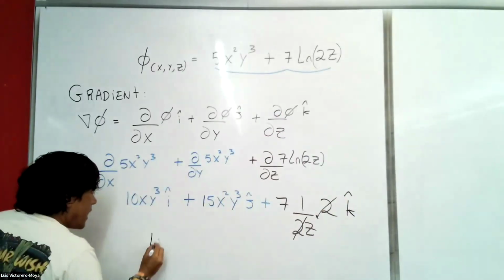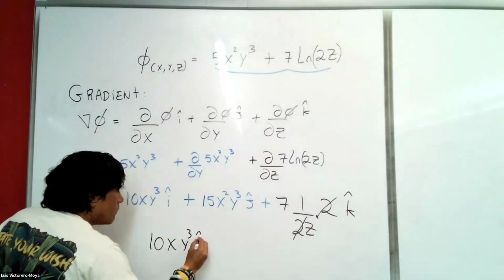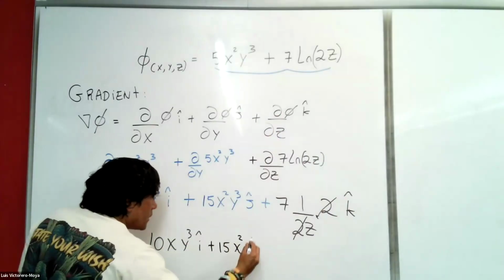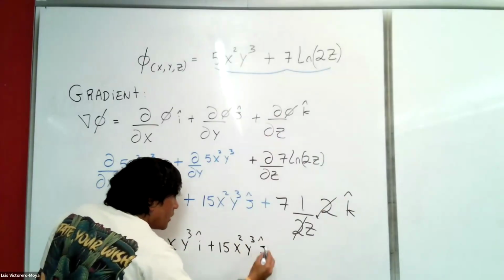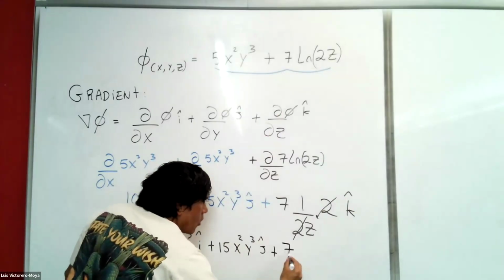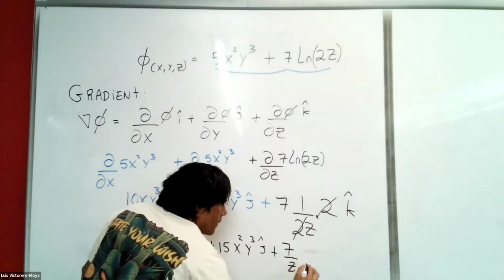And then you have 10x y cubed i plus 15x squared y cubed j plus 7 over z. Oh, sorry. Okay.